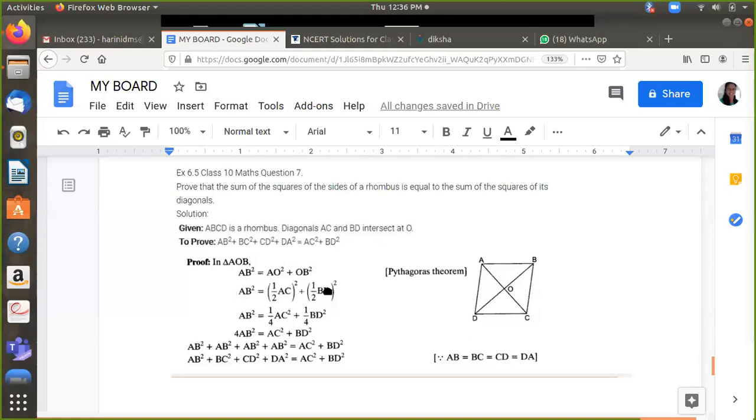So when I try to square this and see, I am getting 1/4 AC square plus 1/4 BD square. So when I cross multiply, I'll get 4 times AB square is AC square plus BD square. Now 4 times AB square, I'll write it as AB square plus AB square plus AB square plus AB square, which is nothing but your AC square plus BD square. Because all these sides are mutually equal, because what is given is a rhombus. So in the place of AB, AB and AB, I'll put BC, CD and DA. And hence I get my result.